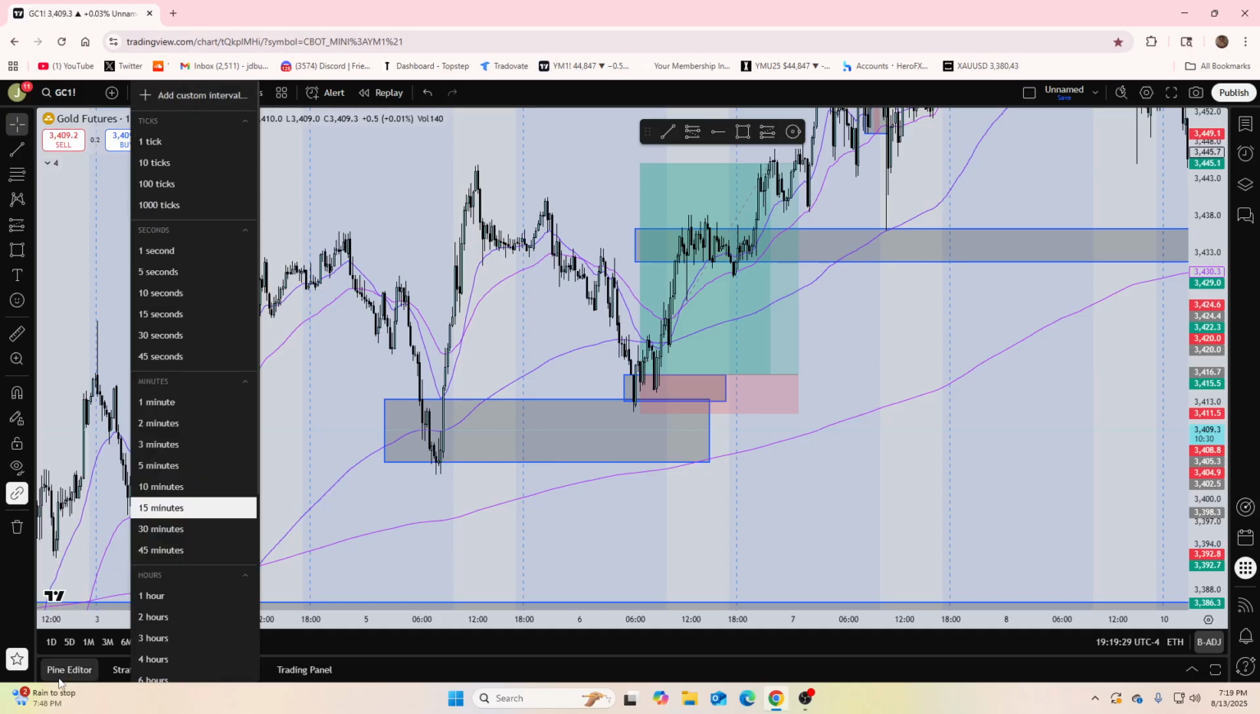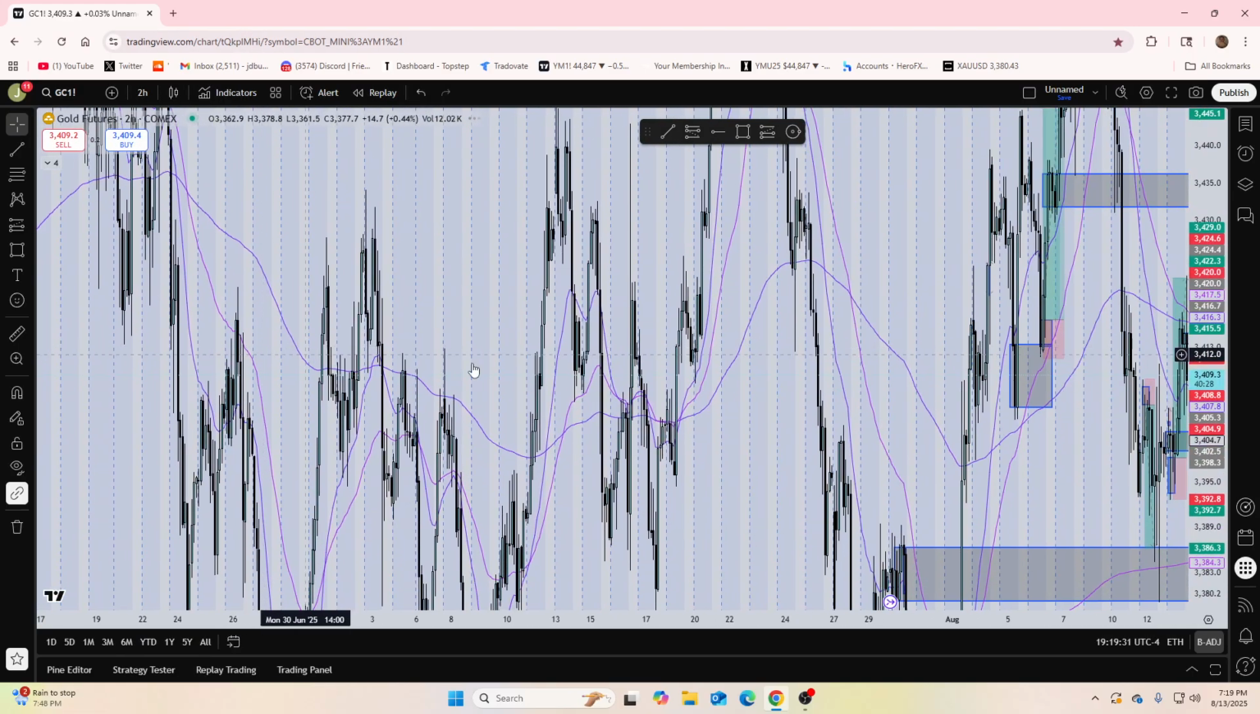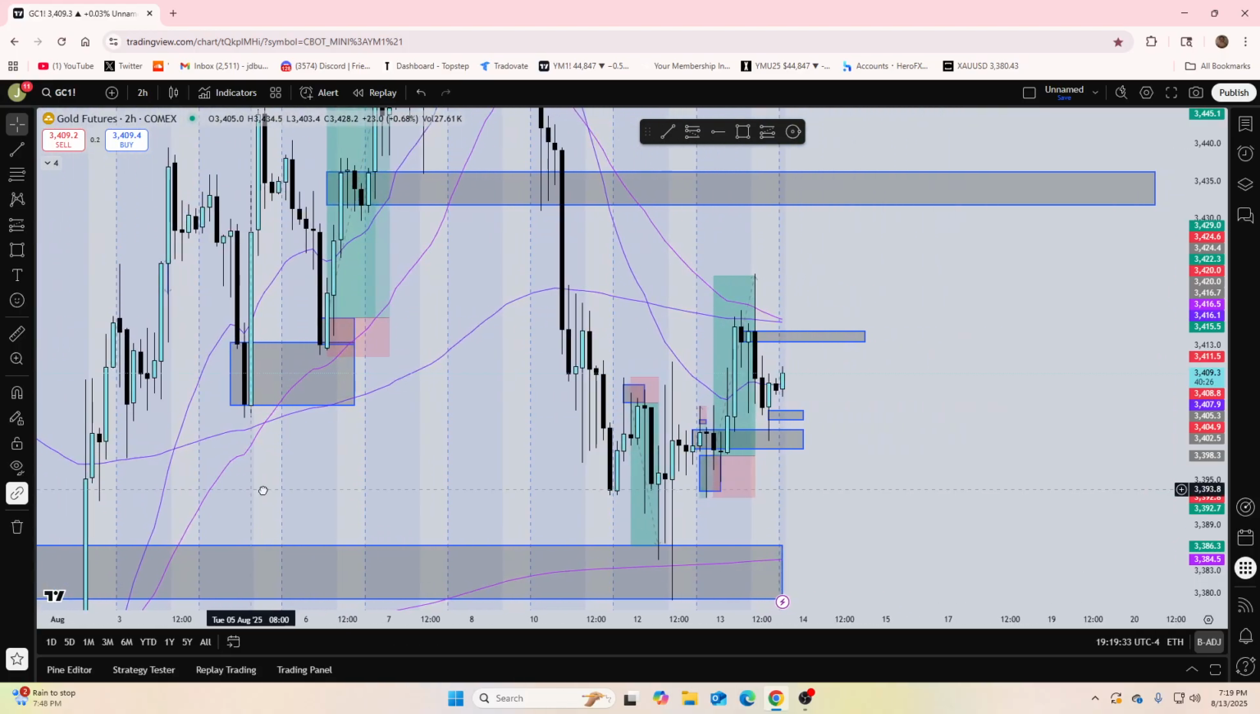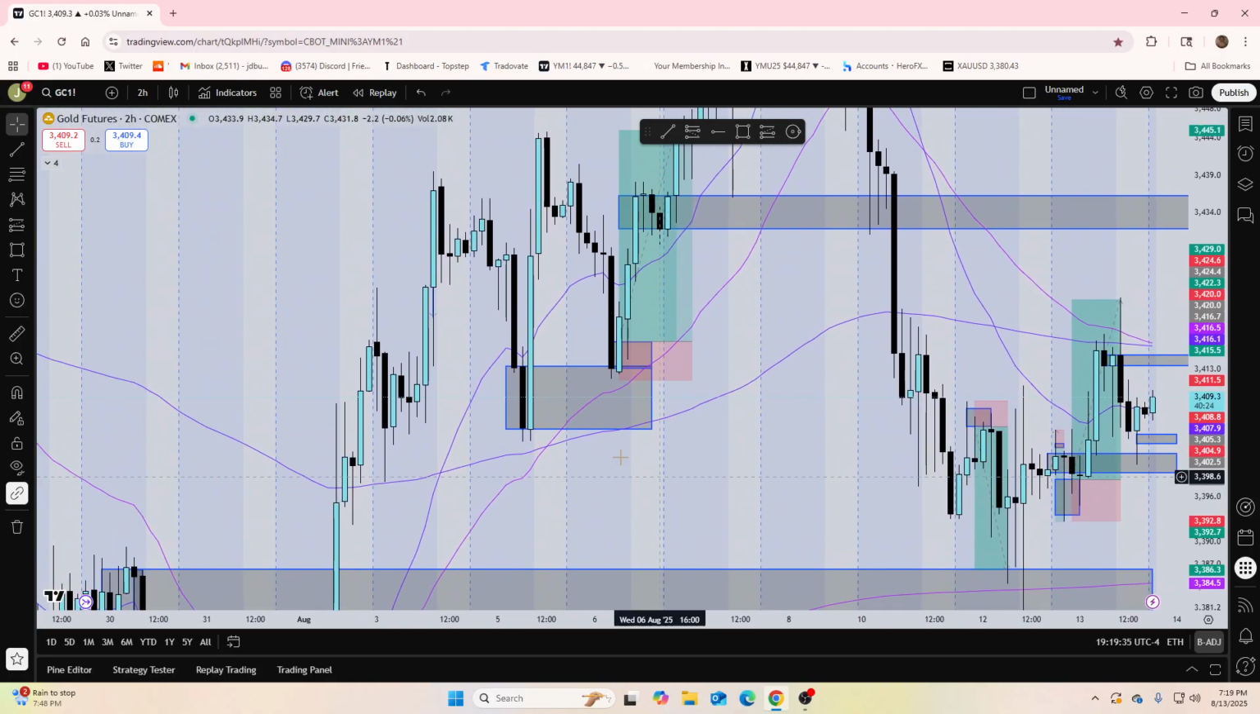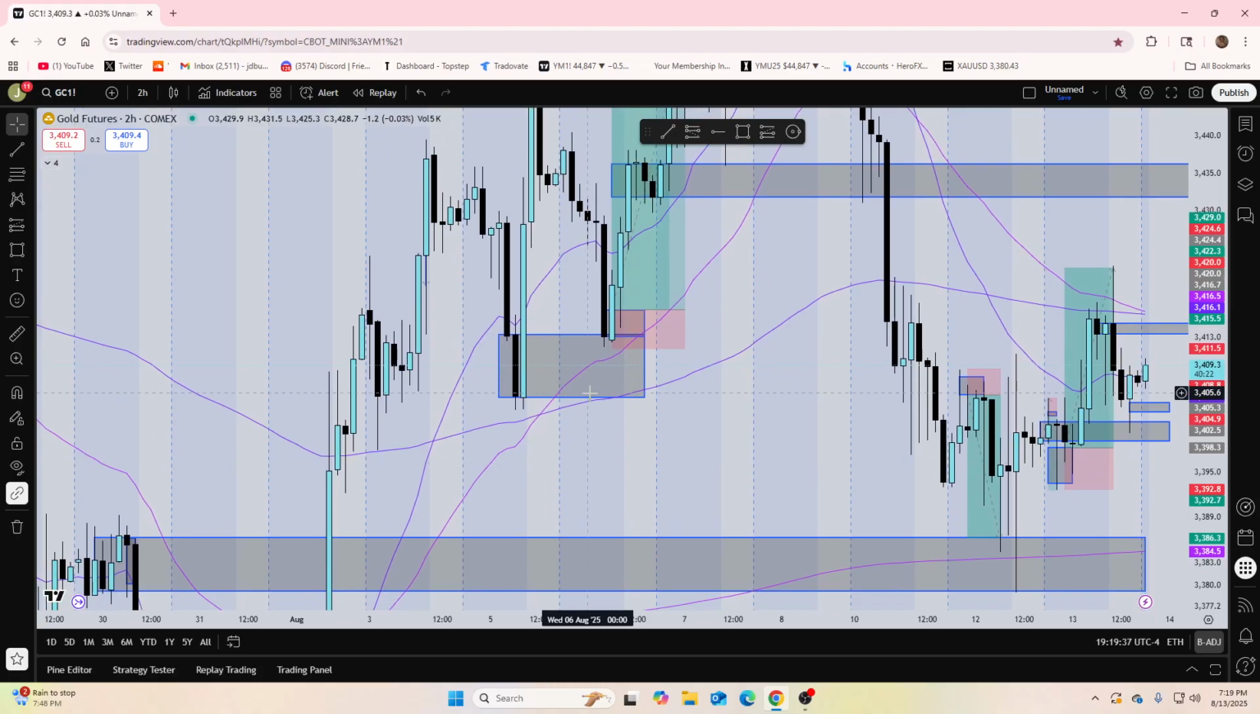But let's go back over it one more time, and then we'll go into the next example. So on our 2 hour, we have a bullish engulfing put in right here. And then on my engulfings, when I mark them out, I don't mark wicks. I only mark the candle body.